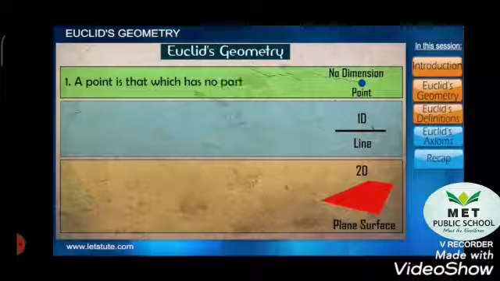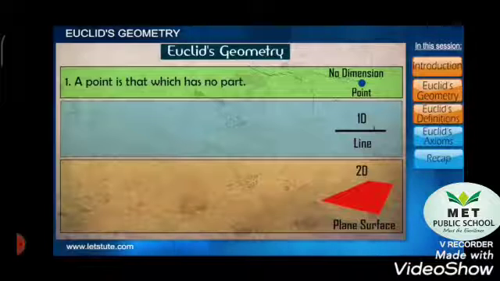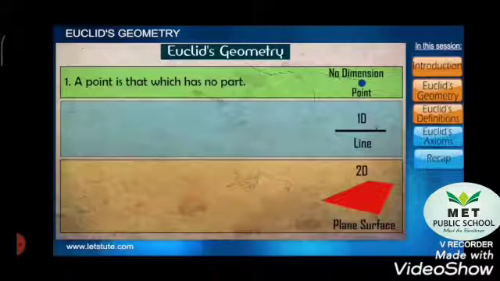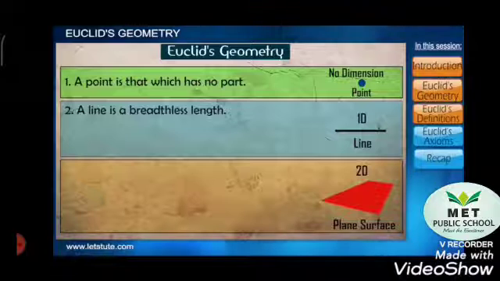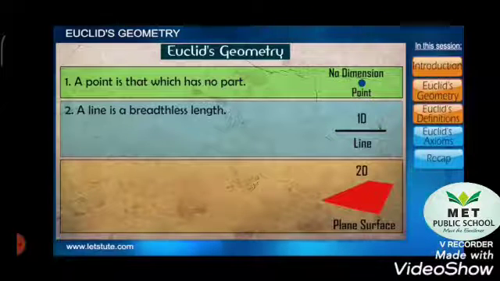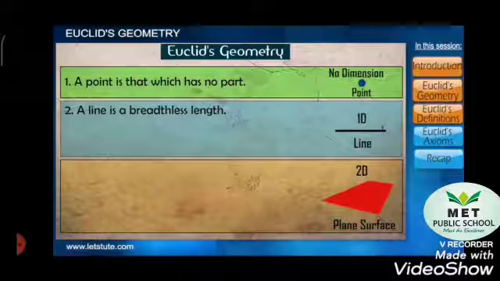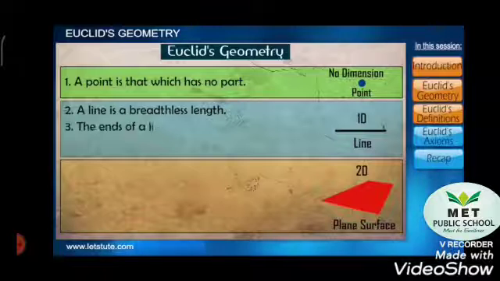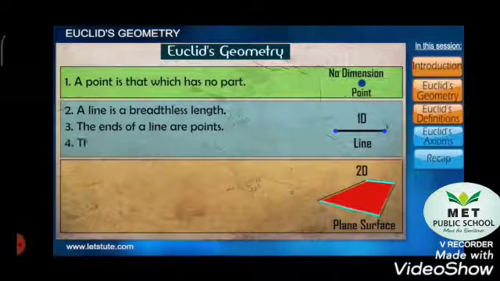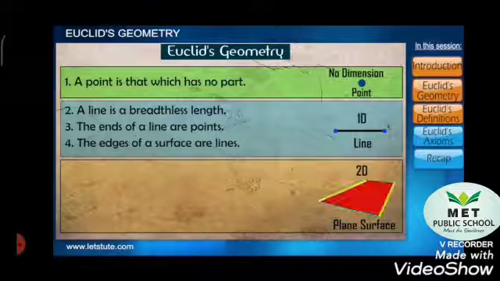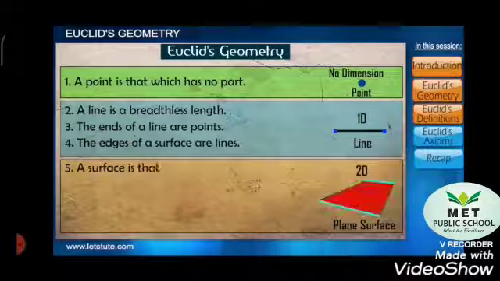A point is that which has no part. A line is a breadthless length. That means it has only length and does not have breadth. The ends of a line are points. You can make out in the figure. The edges of a surface are lines.